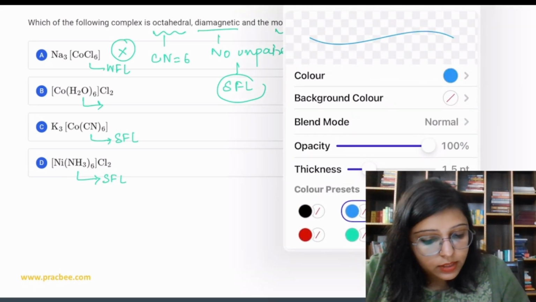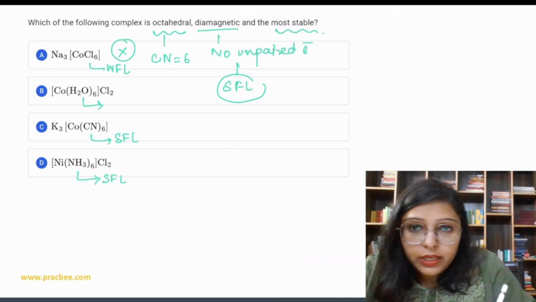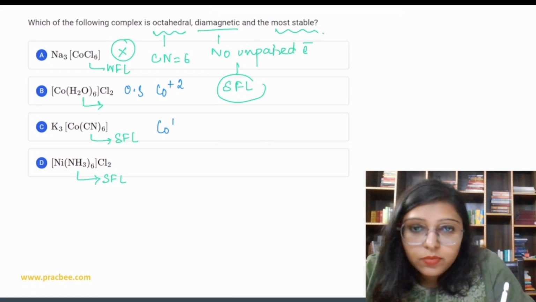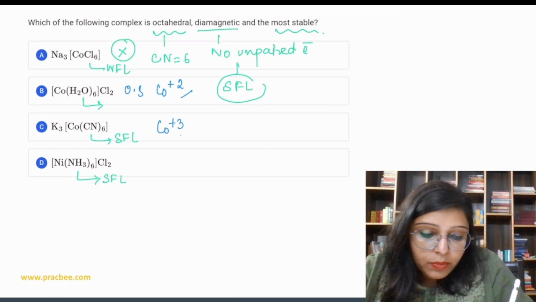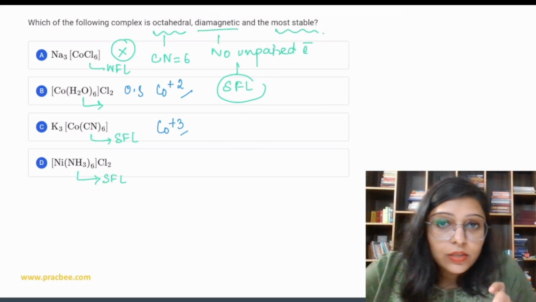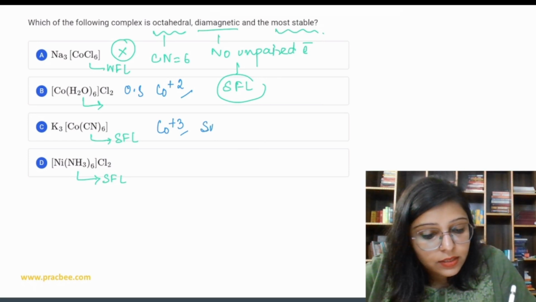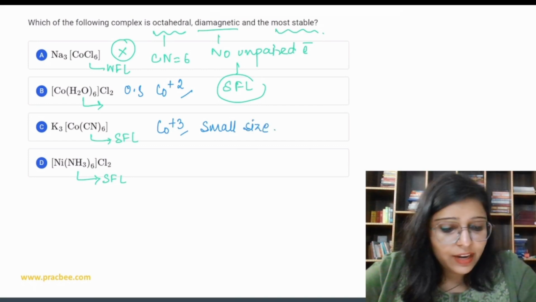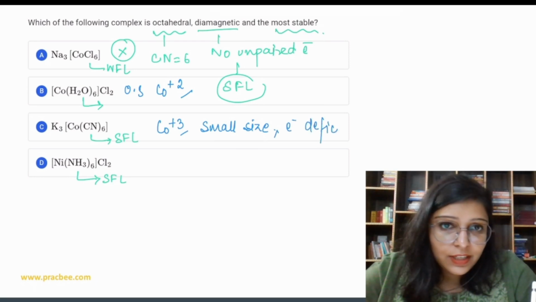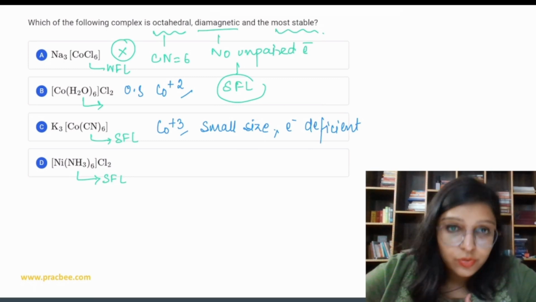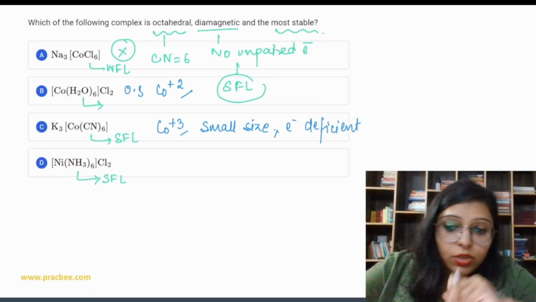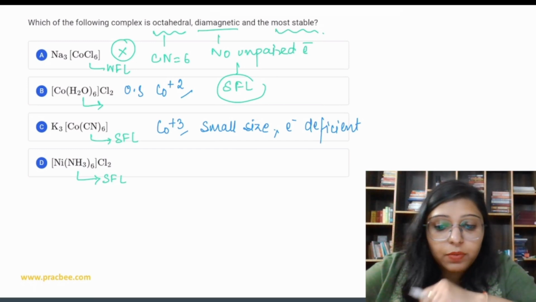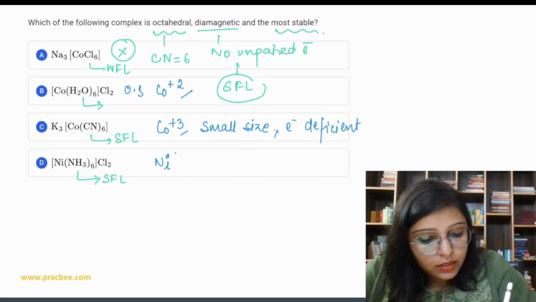See here, the oxidation state. If we find out the oxidation state, the cobalt oxidation state is +2 here, and here it is +3. Now in case of +2 and +3, the +3 has a small size. Small size means it is electron deficient, so it can easily accept electrons from ligands. So it is going to be more stable in comparison to B1. Is it clear?